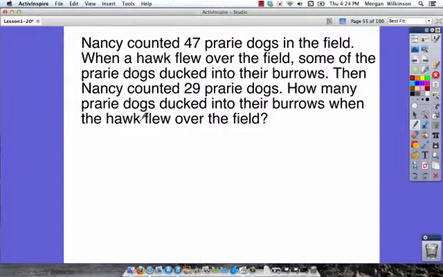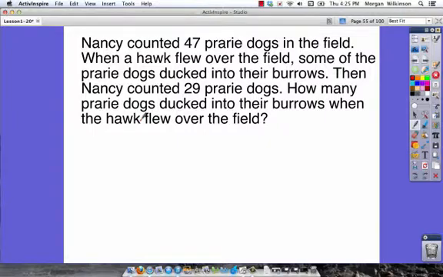Okay, next question is Nancy counted 47 prairie dogs in the field. When a hawk flew over the field, some of the prairie dogs ducked into their burrows. Then Nancy counted 29 prairie dogs. How many prairie dogs ducked into their burrows when the hawk flew over the field?